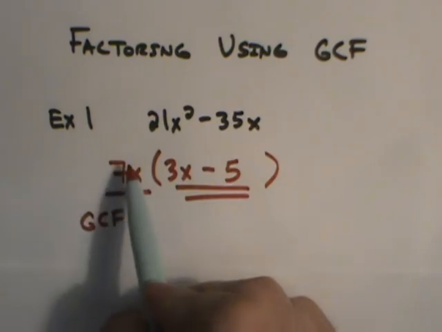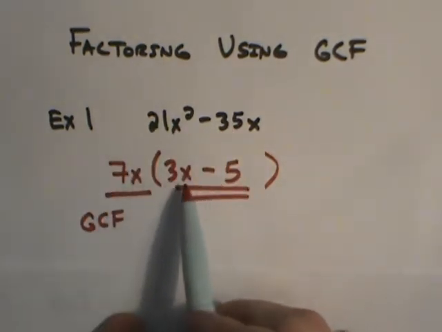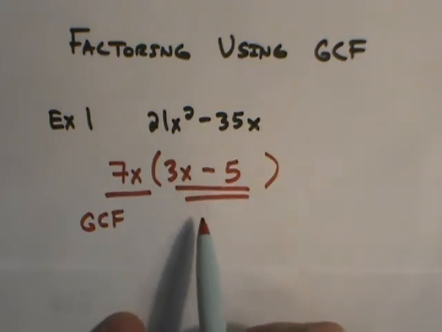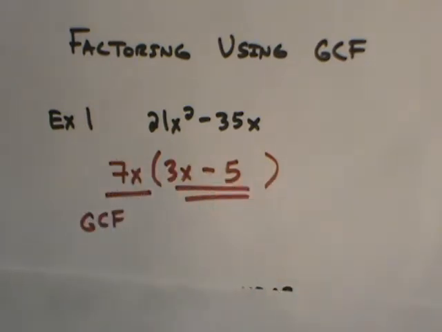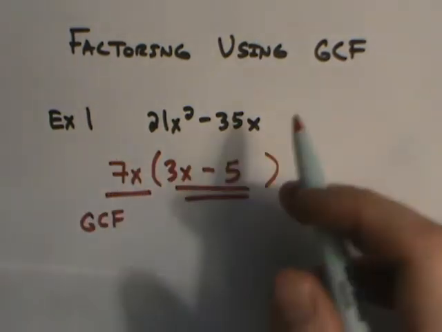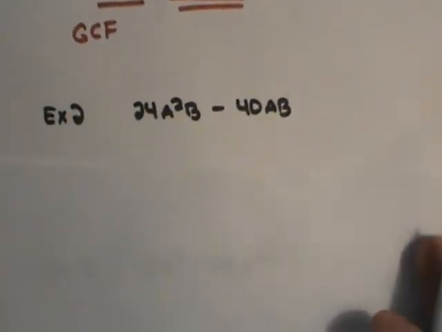So this was what was common among your original two terms. That's your greatest common factor. And what's left over would be relatively prime terms. And so this is an example of factoring using the distributive property, or using GCF. We'll do a second example, and we're just going to start all over. So we look at this, it says 24a squared b minus 40ab.